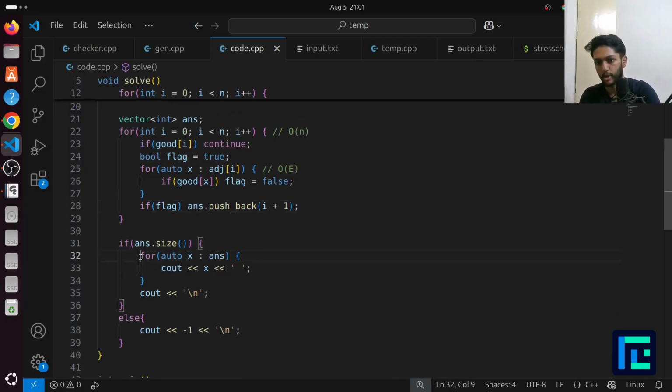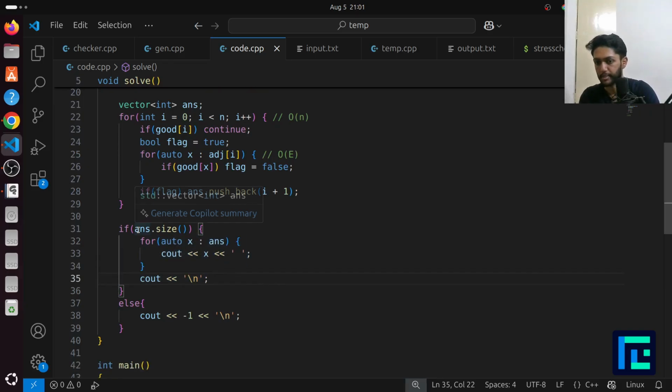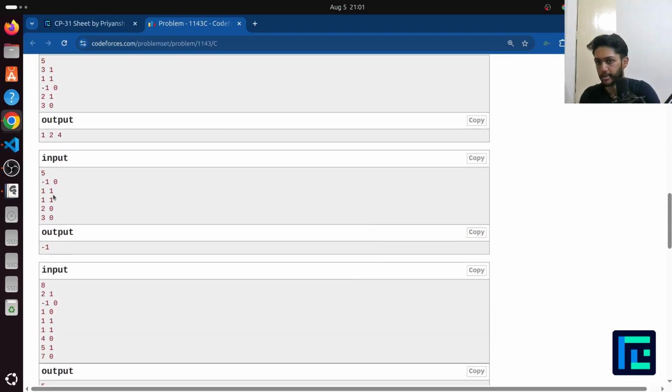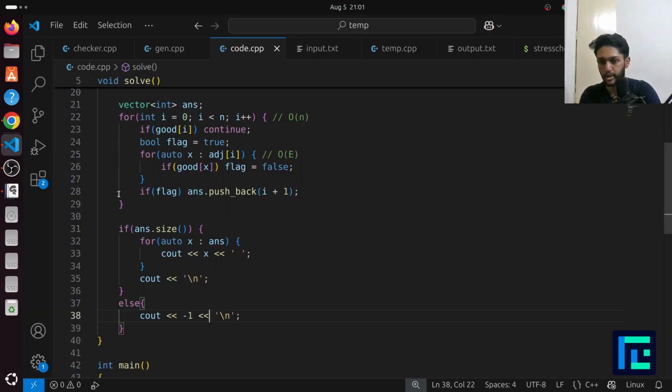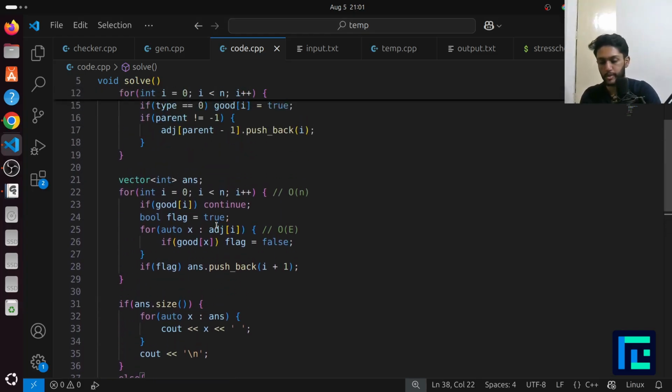And then we'll just print all of them, right? If the ans is not empty, then we'll print the ans vector, and if it is empty, then it will print -1. That's what they want from us. All right, so this is what you can do. That's how we can solve this problem.